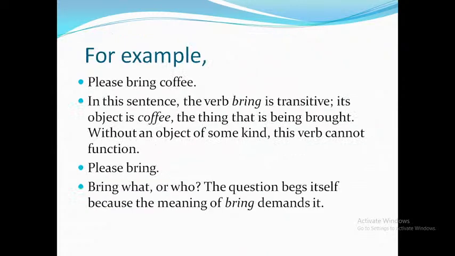If I say please bring coffee, in this sentence the verb bring is transitive, and its object is coffee. The verb is bring, and after that we have coffee, so that means this is the object of this sentence. The thing that is being brought, what have we brought here? Coffee. Without an object of some kind, this verb cannot function. If I say please bring, then one question will arise in your mind: bring what or who? The question begs itself because the meaning of bring demands it.